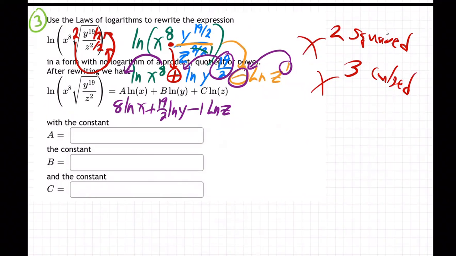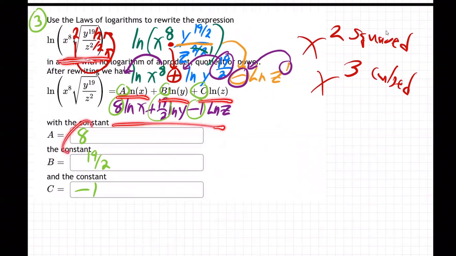And now we can identify our A, our B, and our C, right? A is 8. B is 19 halves. And C is -1, isn't it? Because that's what they said. They said, take this logarithm and break it into this form. We did, and let us know what A, B, and C are. And so we did. And so there we go.